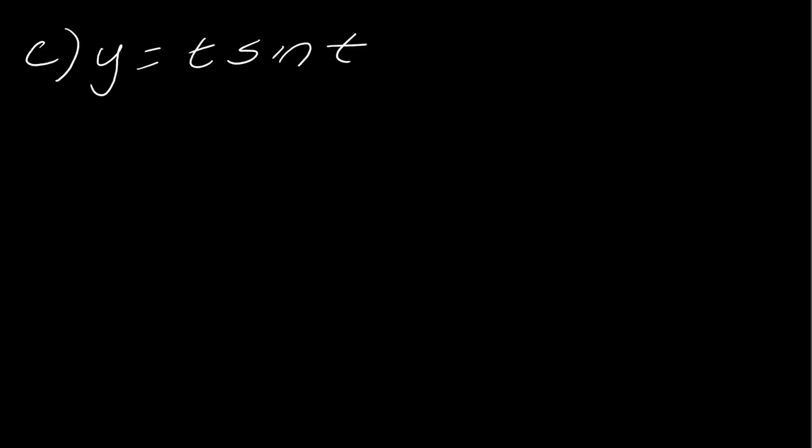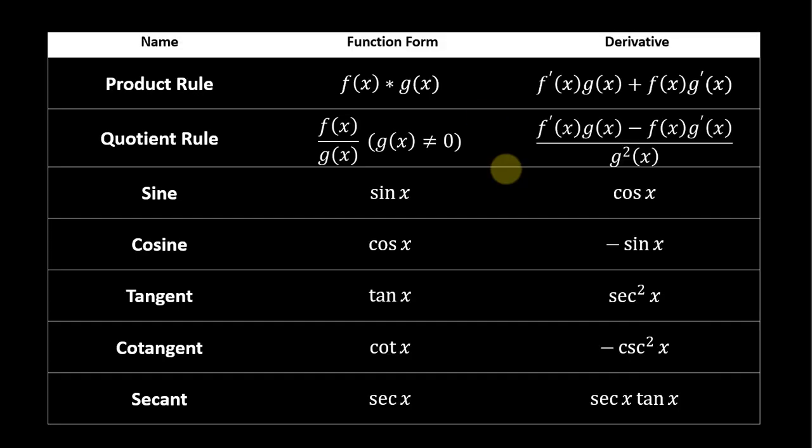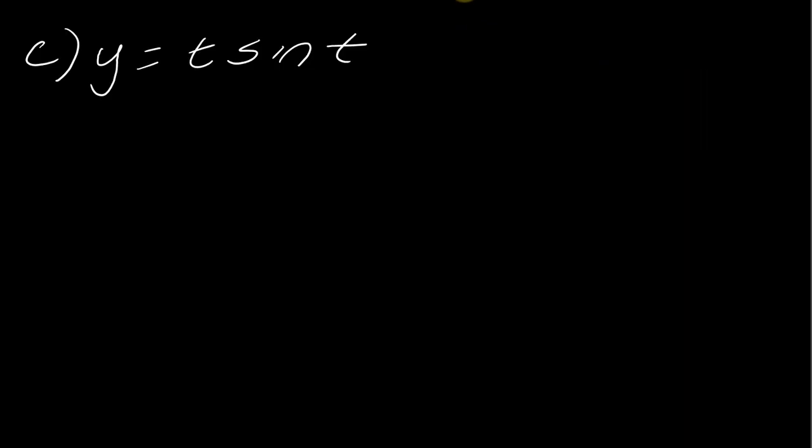Okay, so next up, let's work on our product rule. I've got two functions being multiplied together, so you just want to identify those. Take the derivative of the first, leave the second alone, then leave the first alone, and take the derivative of the second. So my two functions in this case are t and sine of t.